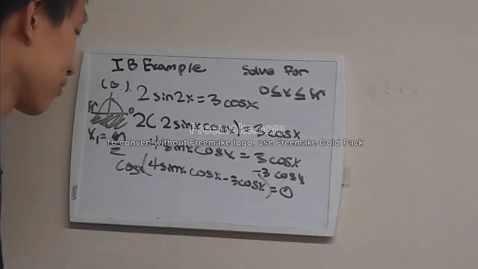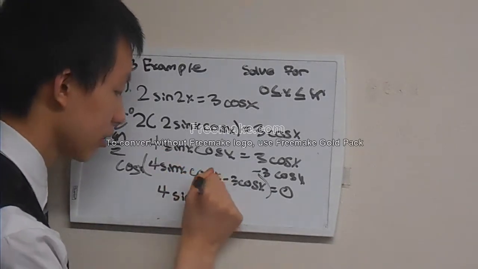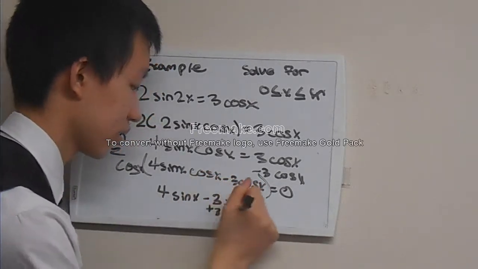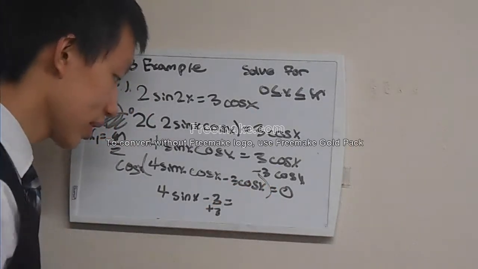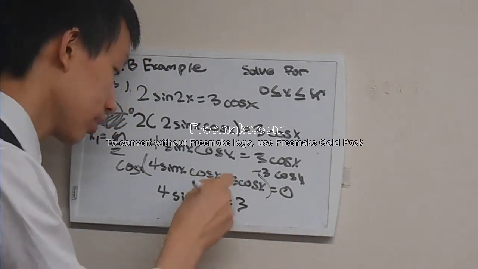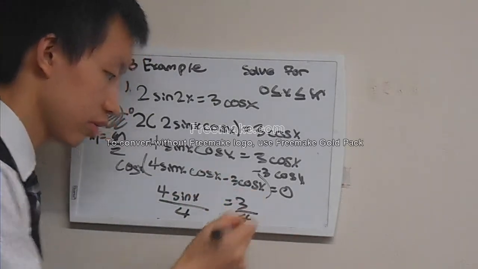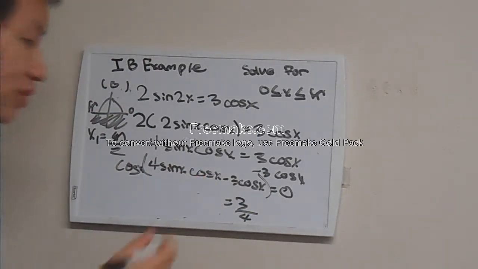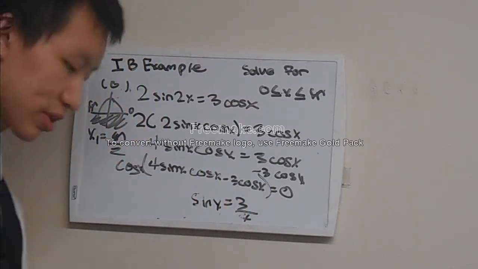So the equation we got after factoring it out was 4 sine of x minus 3 equals 0. So by adding 3, we then get 4 sine of x equals 3. And then by dividing by 4, we're now left with sine of x equals 3/4. Now this is problematic because it isn't on the unit circle.